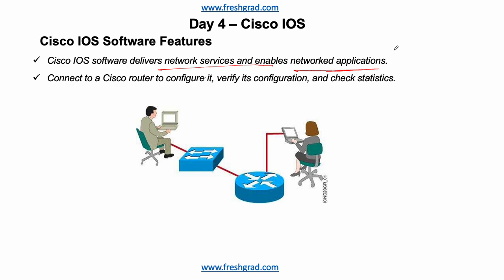Okay, back here. Cisco software features deliver the network services and enable the network applications. You connect to your Cisco routers to configure them. You can verify the configuration, what's running, and check statistics. We'll see the terms RAM, ROM, NVRAM, and everything, how the router boots up, the startup process. So you know the basic things, how the router works and where it stores the configuration.